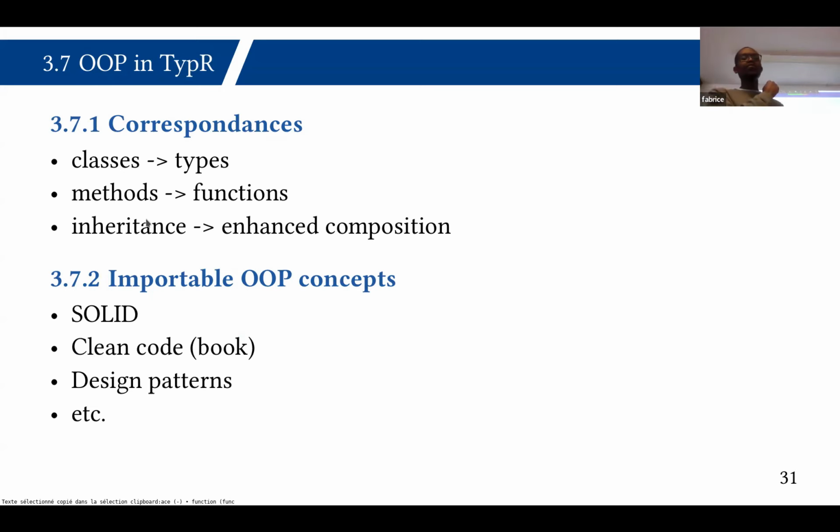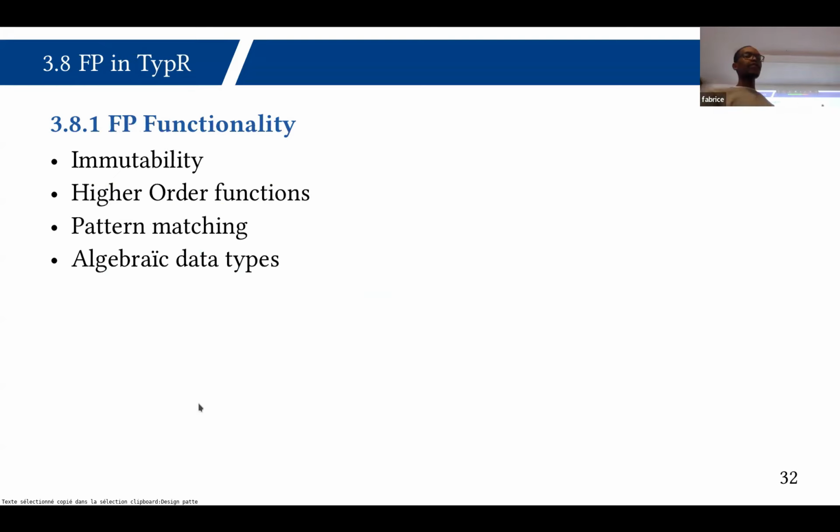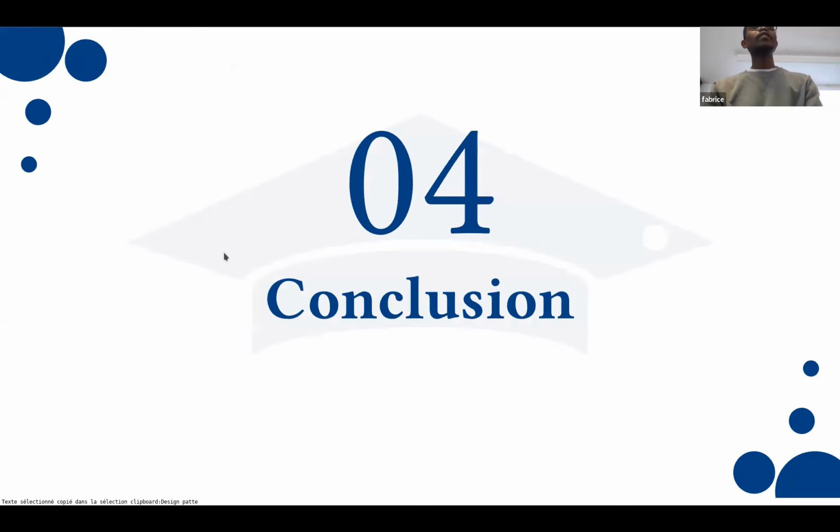Also for the OP guy who wants to use some kind of OP in TypR, just think that classes are types, methods are just functions. Inheritance can be replaced by an enhanced composition. And also we can import some OP concepts like the SOLID principles, clean code. I think you heard about this book, Design Patterns, etc. We also have other functionality for functional programming, like immutability, higher-order functions, pattern matching, algebraic data types. All those things are built into TypR and help us build really interesting stuff.